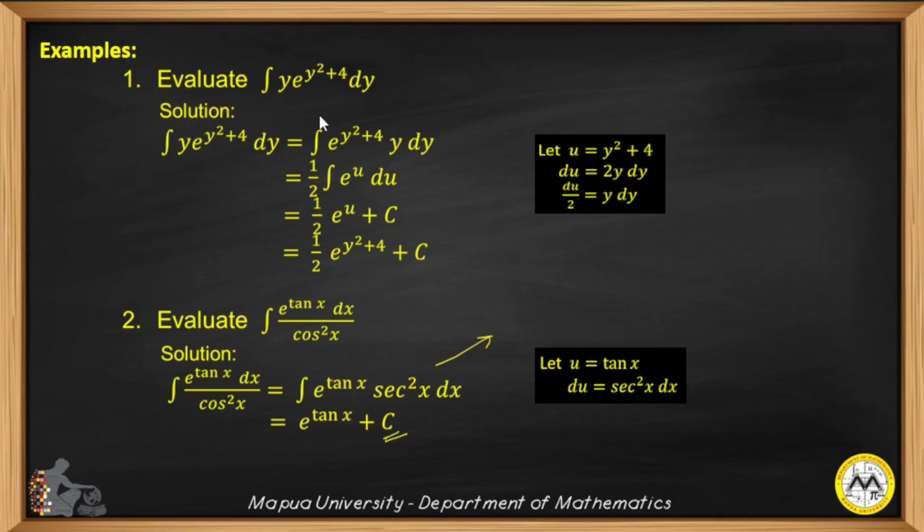But we know that since the integrand is in terms of y variable, your final answer should be in terms of y. We have to replace u by y squared plus 4. So we have 1 half e to the y squared plus 4 plus the constant c.